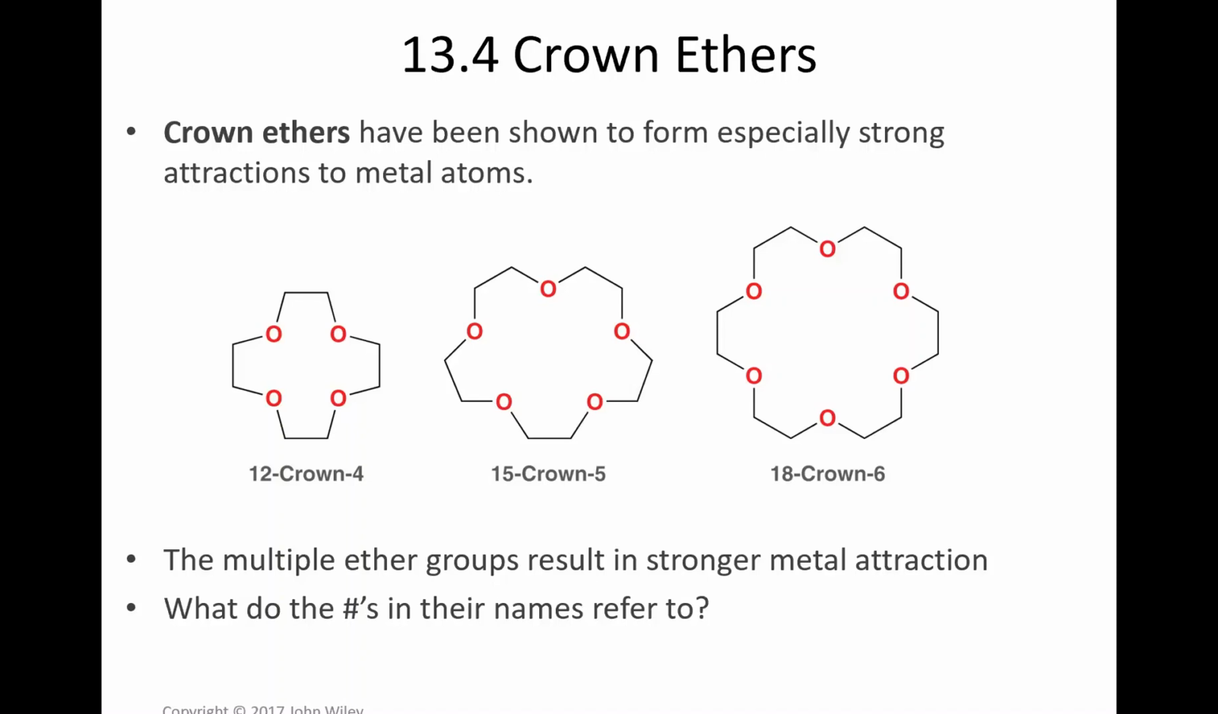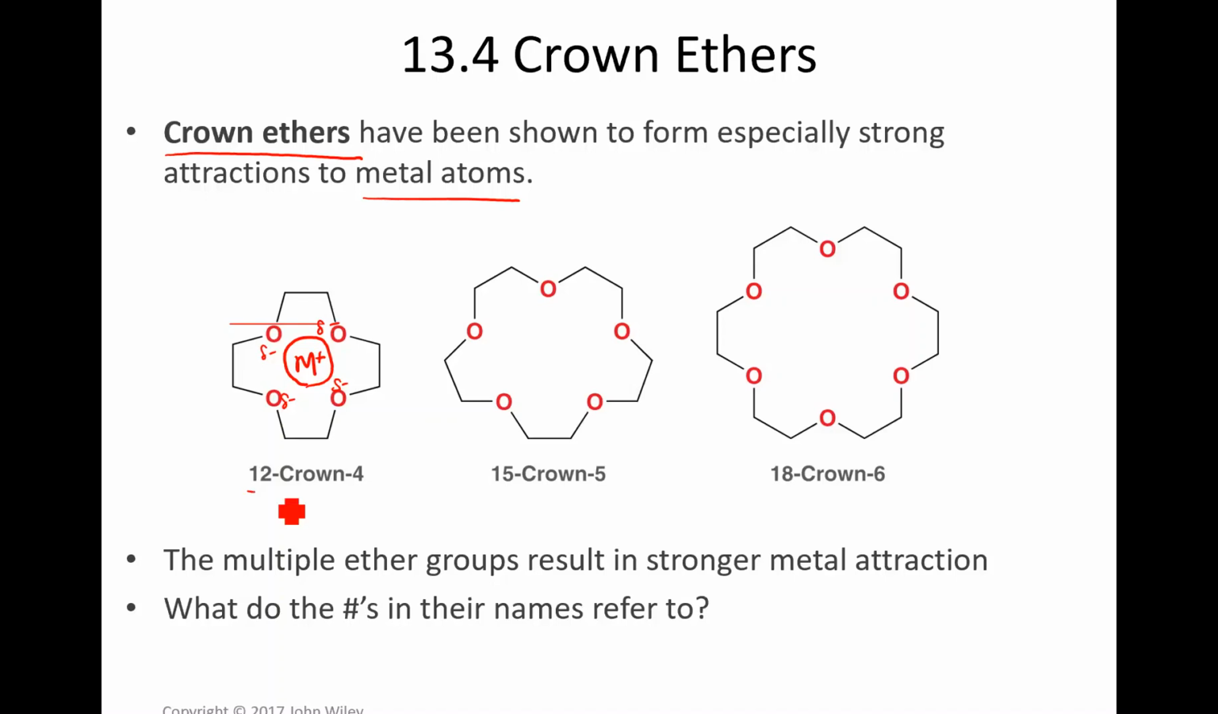Crown ethers have been shown to form especially strong attractions to cationic metal atoms. So the metal atoms will actually sit right inside the crown ether, and since they're positively charged, they will interact very strongly with the negatively charged oxygens that also reside in the center of the crown ether.